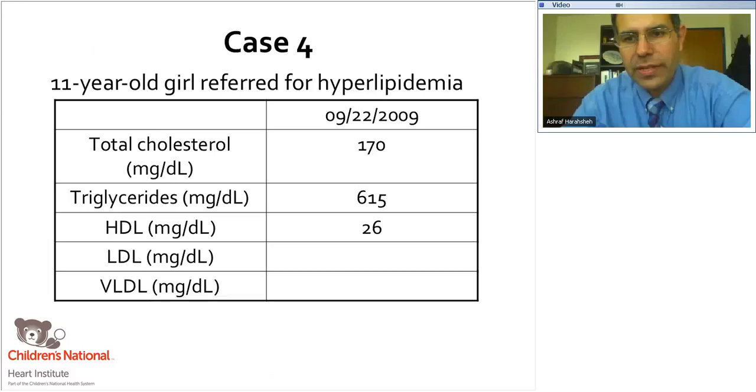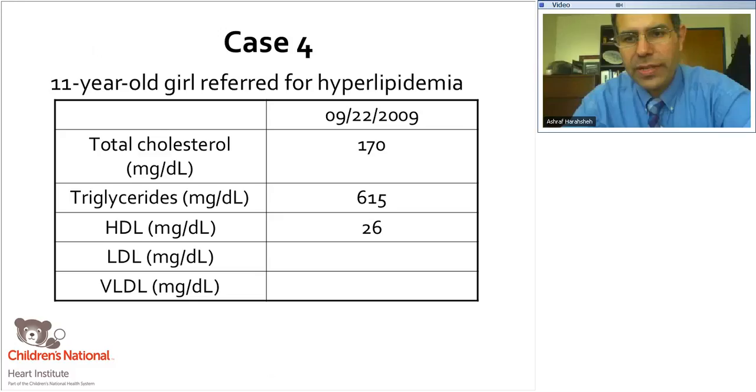Moving along to case number 4, a 14 and 11-year-old referred for hyperlipidemia. In this patient, her total cholesterol is 170. Triglycerides were as high as 615 milligram per deciliter. And whenever you have such a high number of triglycerides, the body will reduce the amount of HDL. There is a mechanism of action for this, and the HDL gets affected.